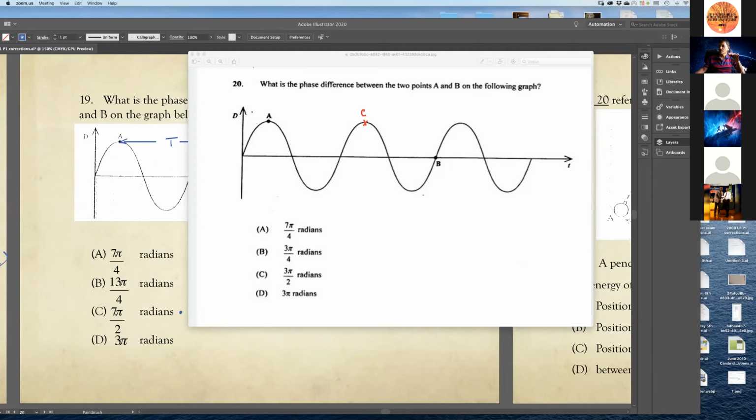Now, they want us to find the difference between A and B, but since A and C are identical, we can use C as our representative and find the phase difference between C and B, because that'll be the same as A and B. Therefore, the question comes down to using C as a proxy for A. When we run the math, from here to here, same thing as before, is T over 2. From here to here is T over 4. So the total time difference between B and C is 3 over 4 T. And therefore, going back to the equation, delta theta over 2 pi is equal to t over T.